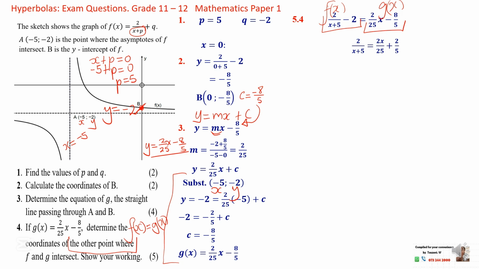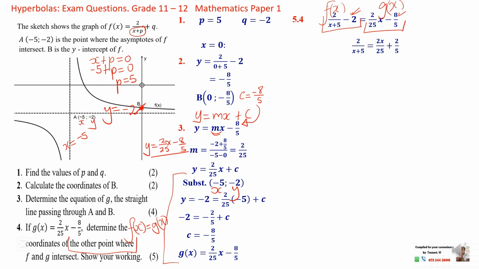So carrying on, these two here and this 8, they are both constants. So we can add them, bringing the 2 to this side. It will become plus 2. That will be 2 plus minus 8 over 5. It gives me 2 over 5.